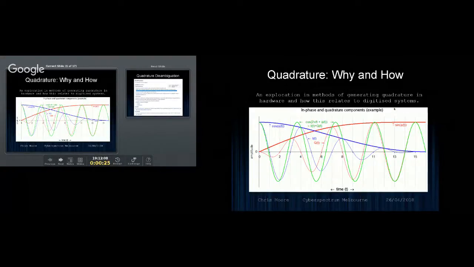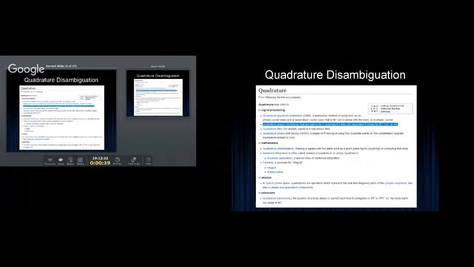Okay, so I'm going to give a bit of a talk on the concept of quadrature, why we use it, why it's important. Maybe you already know what it's all about. Maybe you've got a different idea. Maybe you've got a mathematical definition. So first, we should start with a disambiguation. Which particular definition will we be using? In signal processing, quadrature phase is an oscillation where the two signals are separated by 90 degrees.